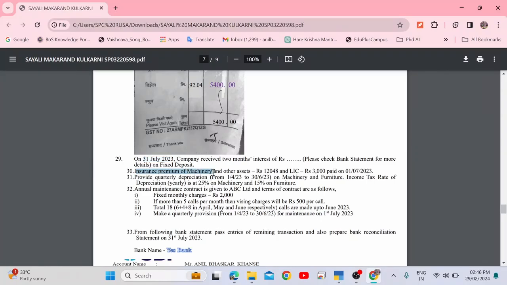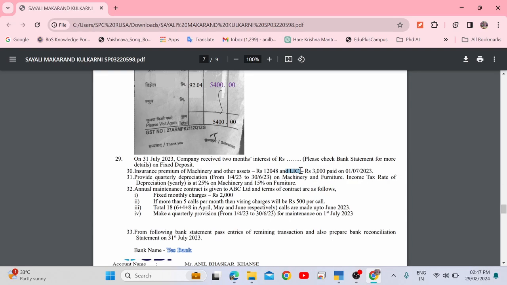Then insurance premium of machinery and other assets, कितना है 12,048. I made here from this transaction your life difficult, correct, because I want to check your previous knowledge, whether you have knowledge about insurance or not. Insurance and LIC, there is difference between insurance and LIC. LIC is what? Life insurance, and then just insurance means insurance on your assets, business assets. This insurance payment on machinery and other assets, you should record in the business, but LIC you shouldn't record in the business, but I have given.